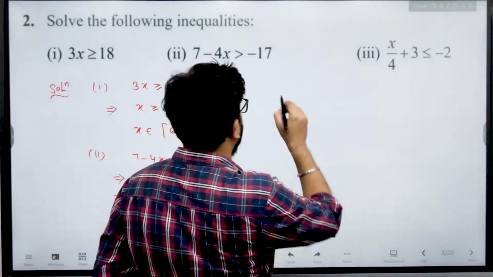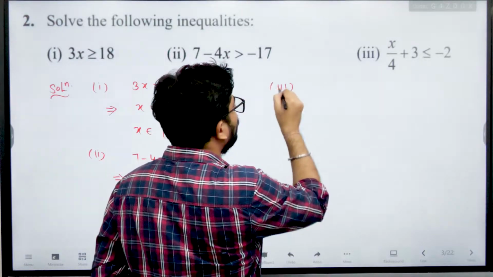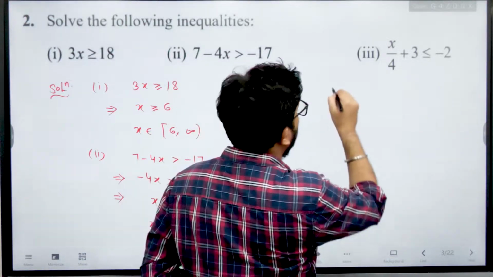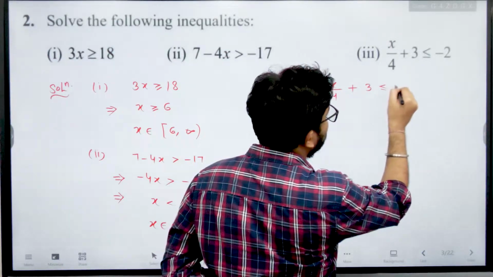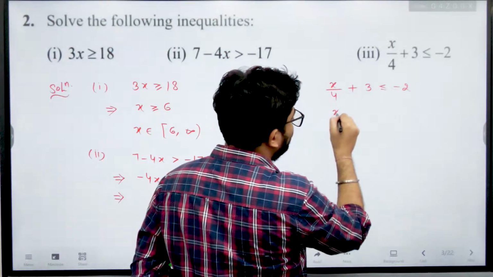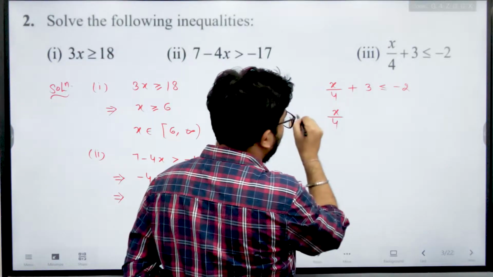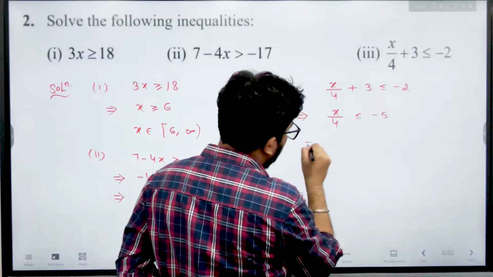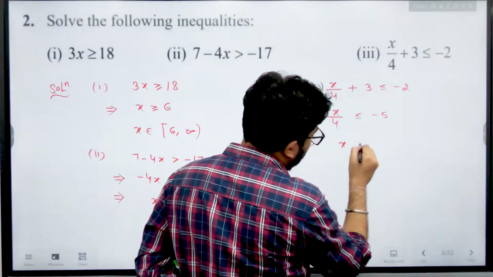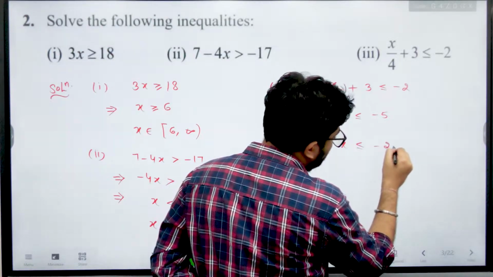Next is third part. So third part is x by 4 plus 3 less than equal to minus 2. So subtract 3 on both sides, you will get x by 4 less than equal to minus 5. Multiply by 4 on both sides, you will get x less than equal to minus 20.